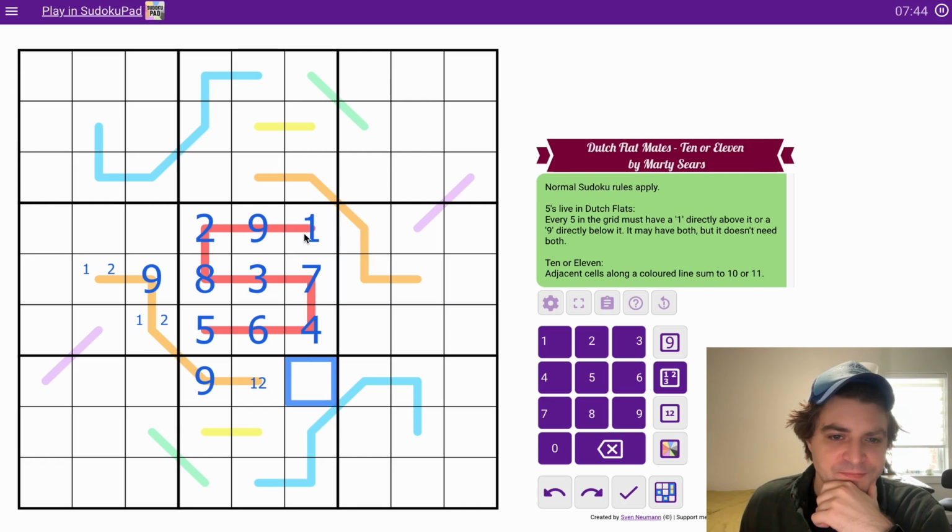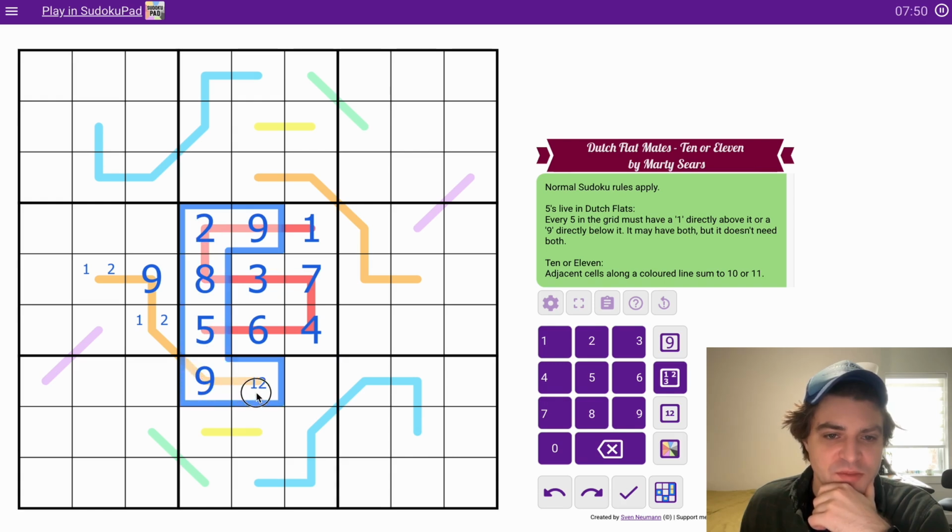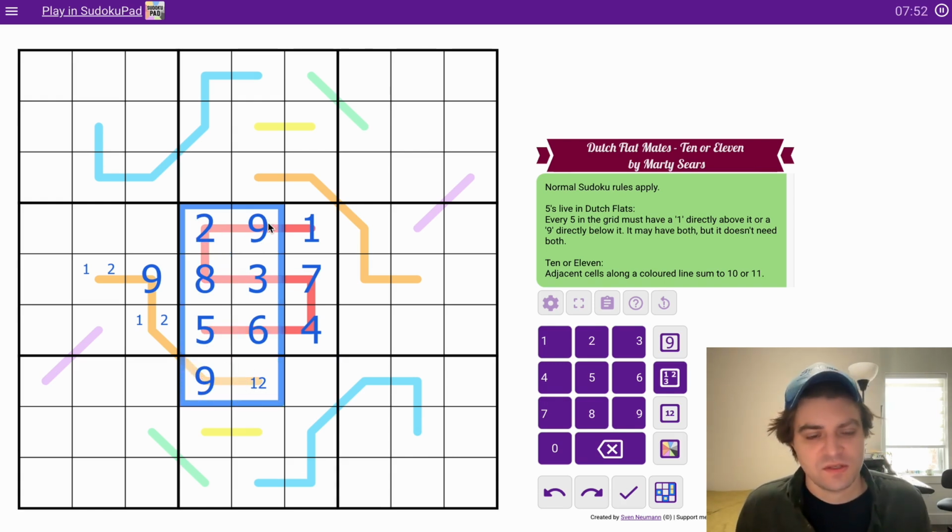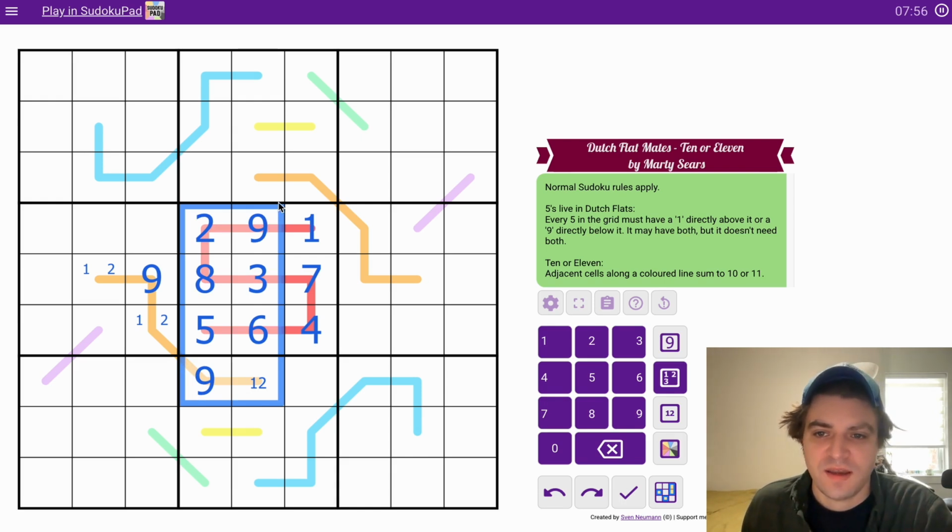How? Well, we should probably be exploiting this Dutch flatmates rule as much as possible. We have 9s in these two regions. A 9 needs to go below a 5. And there needs to be a 9 somewhere up here. Somewhere up here there's going to be a 9.